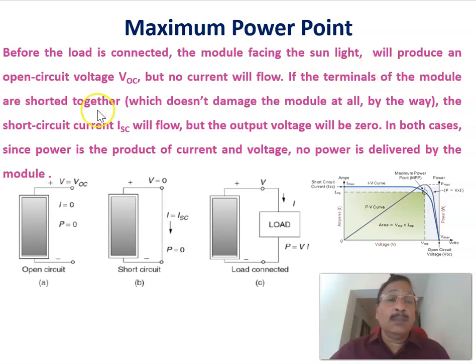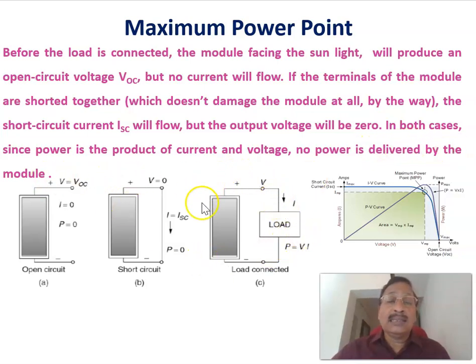If the terminals of the module are short circuited, then under the short circuit condition the voltage will be zero, and the maximum current, called the short circuit current, will flow. In the open circuit case the current is zero, so the output power equals zero. Here the voltage equals zero, so again the output power equals zero. In both cases the power output equals zero, since power is the product of current and voltage, and no power is delivered by the module.